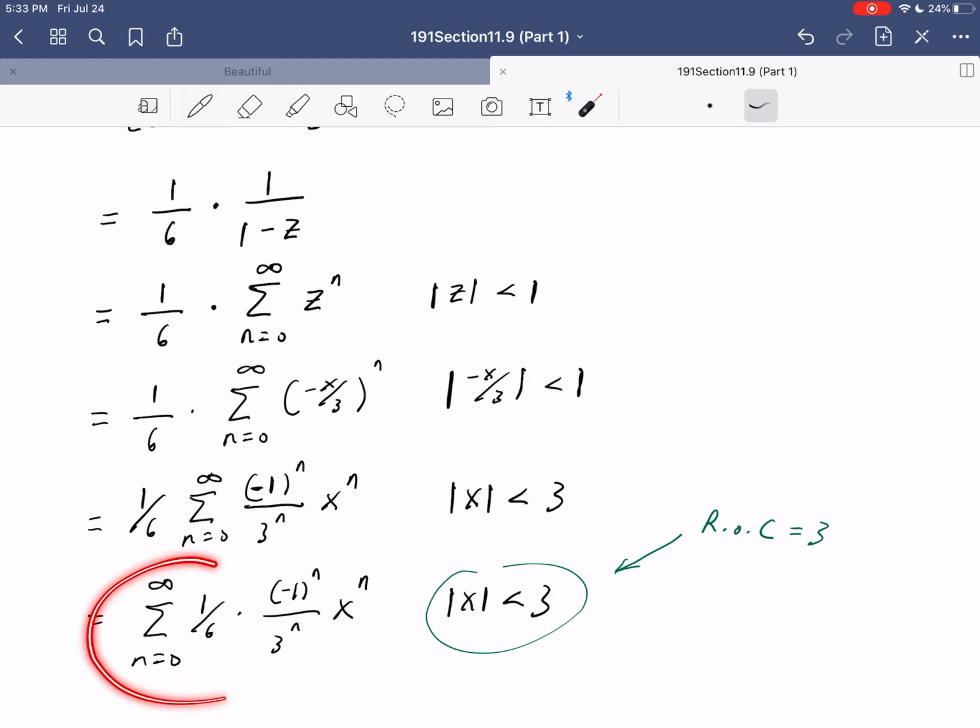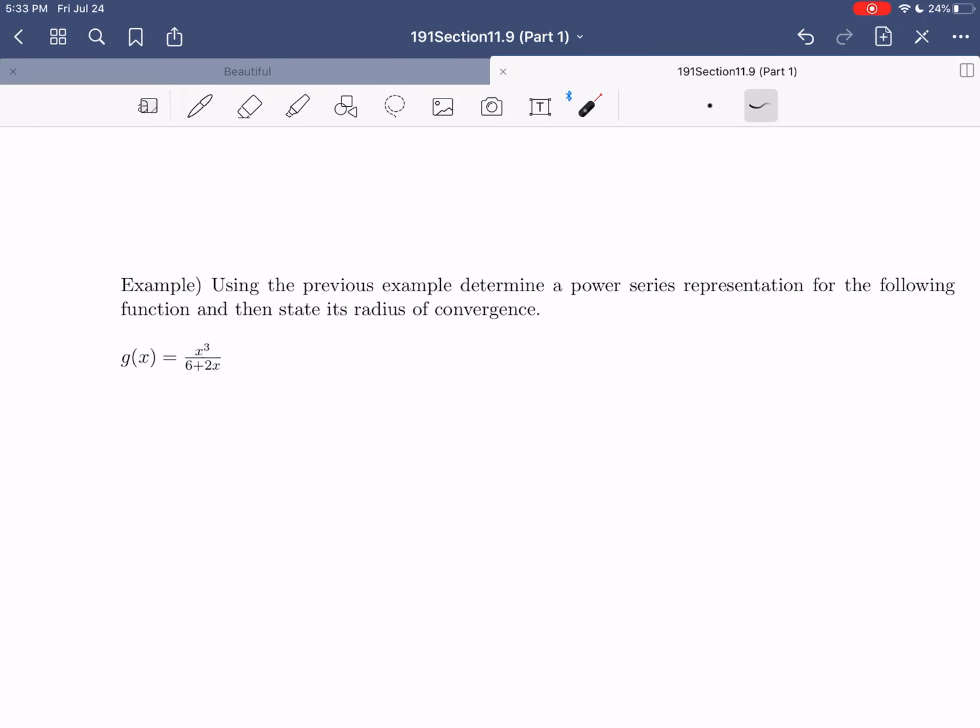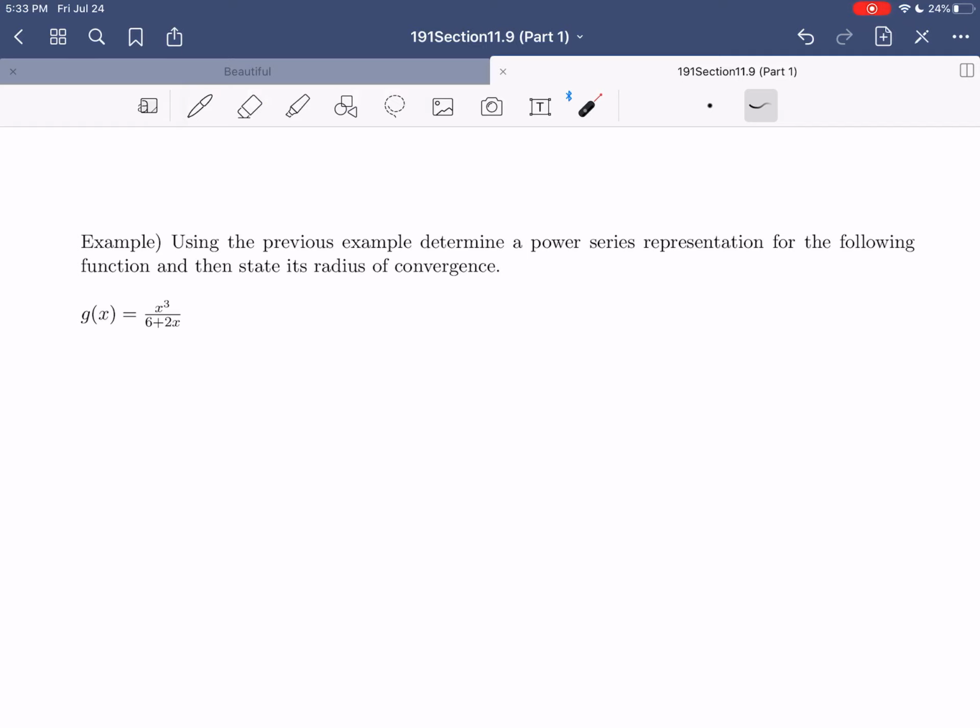Okay, so this is our first new example of building a power series representation of a rational function. Let's go ahead and take this a step further and use this to build another representation. So we're going to use the previous example to determine a power series representation for this function, g of x equals x cubed over 6 plus 2x, and then state its radius of convergence. So let's think about how we could do this. If we have x cubed over 6 plus 2x, let's rewrite that for a moment and view that as x cubed times 1 over 6 plus 2x.